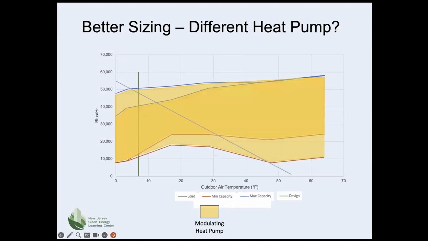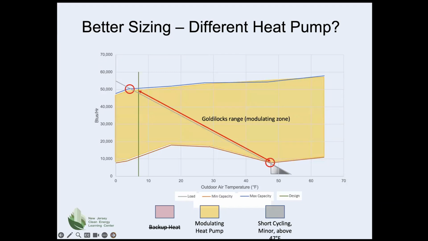Now, this is a different heat pump, but much better at meeting both the high loads and the low load condition. And you can see we have this 7-degree design temperature, and the load is actually somewhat exceeded by the capacity of the pump at 7 degrees. We said it had a 48,000 BTU load, and this pump is actually capable of producing at that temperature about 50,000 or a little bit more BTUs.